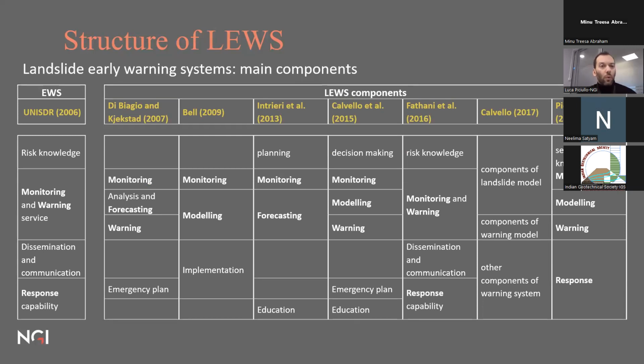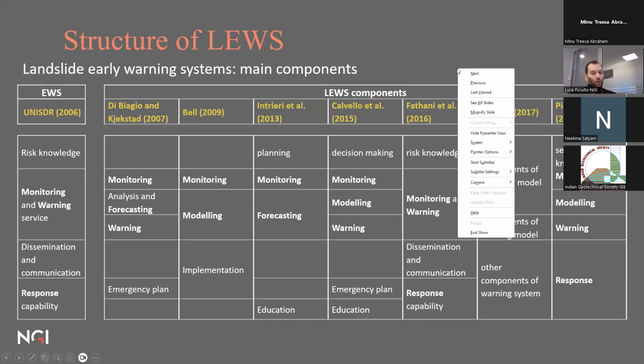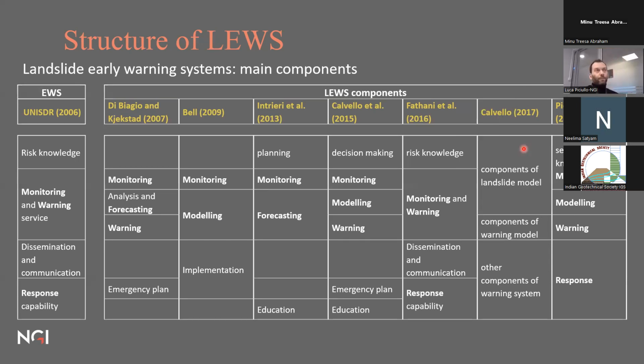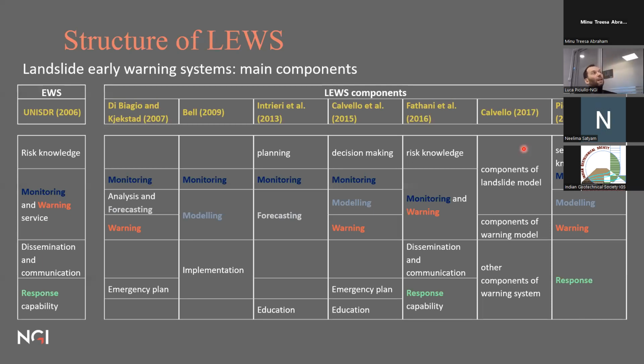Here I provide a small review of how different authors have schematized the main components of a landslide early warning system. On the left, you see what is provided in general for an early warning system not related to landslides, from the United Nations Disaster Risk Reduction. And then here you see different columns corresponding to different authors. Let me use the pointer here. Okay.